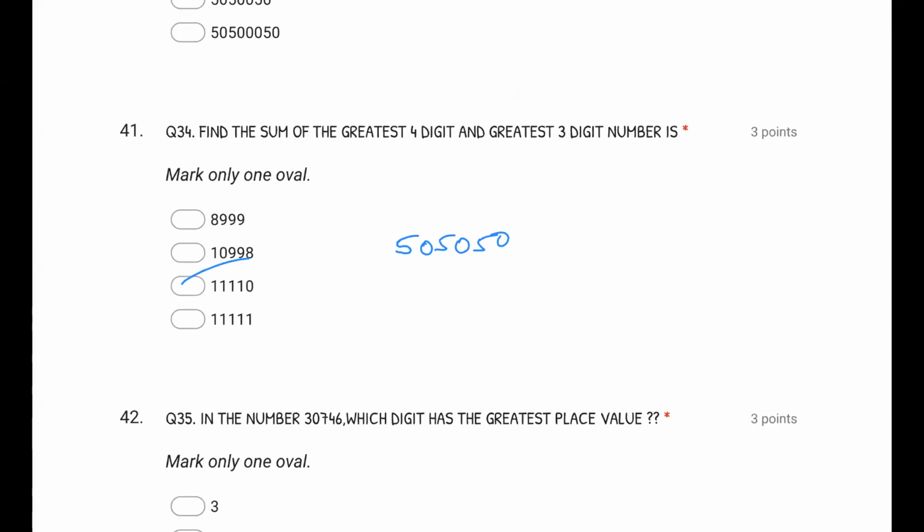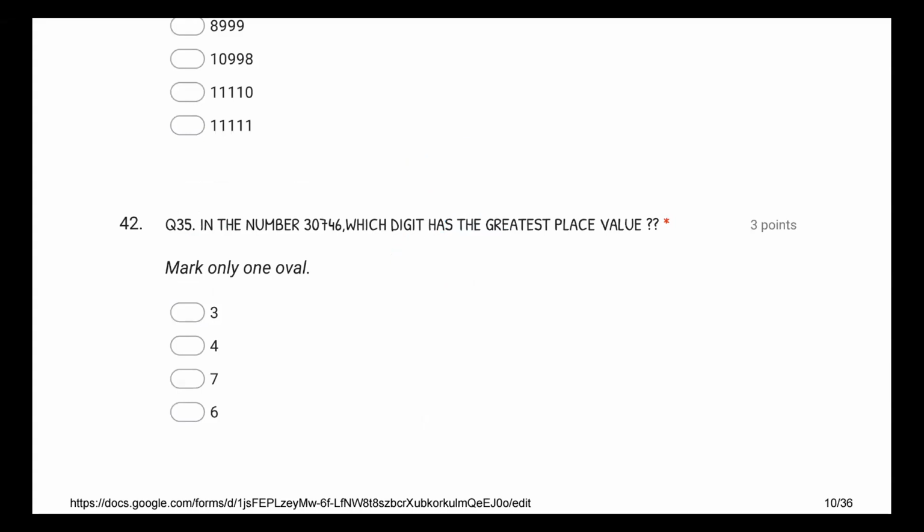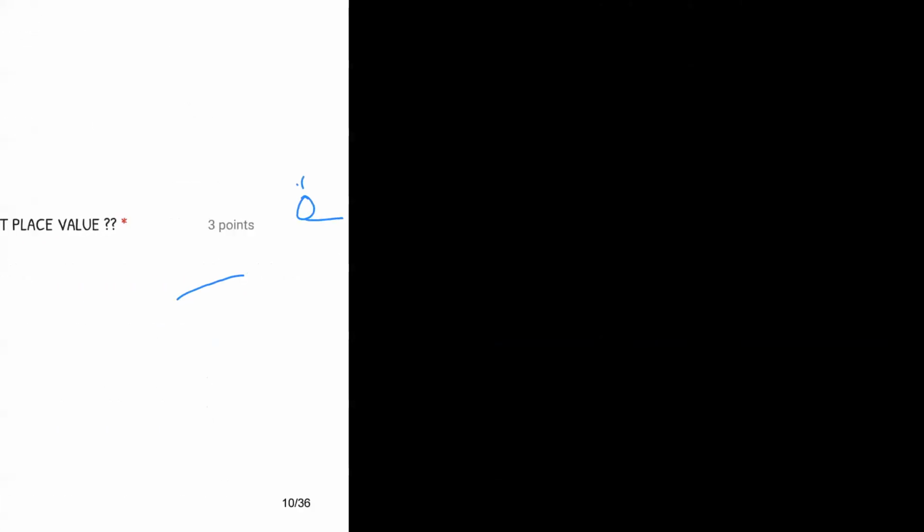And next, find the sum of the greatest 4-digit and greatest 3-digit number. Add 8, 18, 19, 10,998. Next, in the number 30746, which digit has the greatest place value? 3, because 3 is in the 10,000 place.